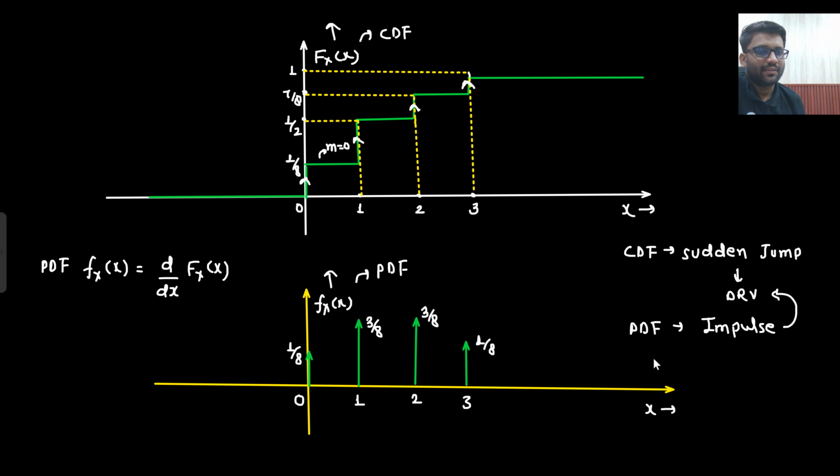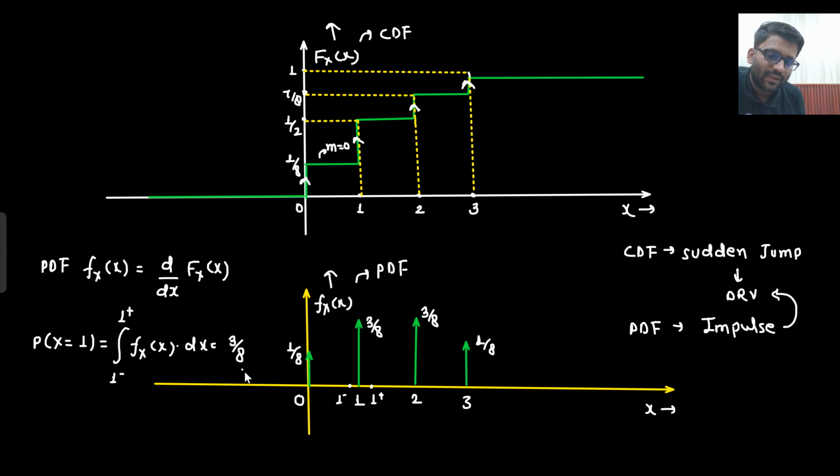Are you able to understand this point? Okay. And if someone asks you from this particular PDF, what is the probability at x equals 1, what will you do? From 1 minus to 1 plus, you will calculate the area. Here will be your 1 minus, and this will be your 1 plus. So from 1 minus to 1 plus, you have an impulse of area 3 by 8. This would be your answer.